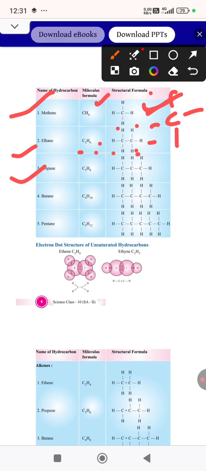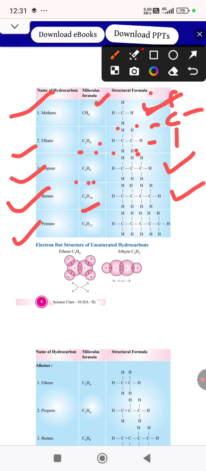For propane, it is C3H8, and their structural formula is this. For butane, it is C4H10, and their structural formula is this. For pentane, the molecular formula is this and the structural formula is this. So if we have 1 carbon, we can call this meth, 2 carbon eth, 3 carbon prop, 4 carbon but, 5 carbon pent, and ane.